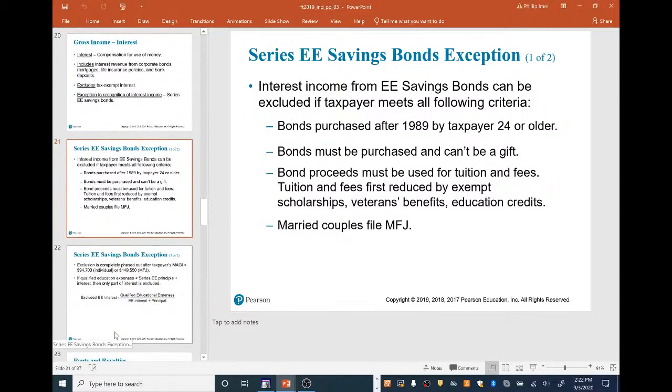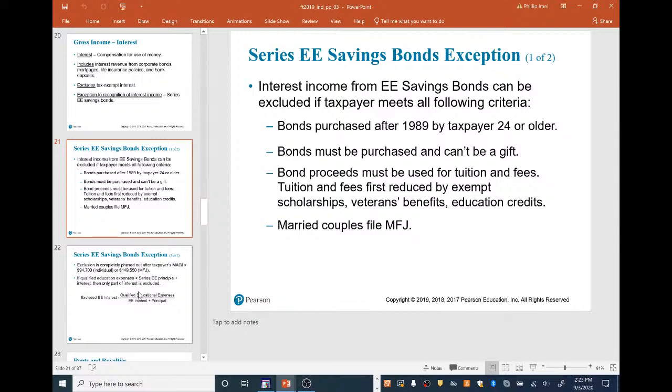Okay, let's move on down here to the Series EE savings bonds exception. Interest income from EE savings bonds can be excluded if the taxpayer meets all the following criteria. Bonds must be purchased after 1989 by a taxpayer 24 or older. Bonds must be purchased and can't be a gift, so they can't be gifted to anybody.